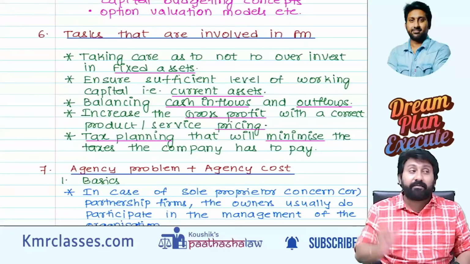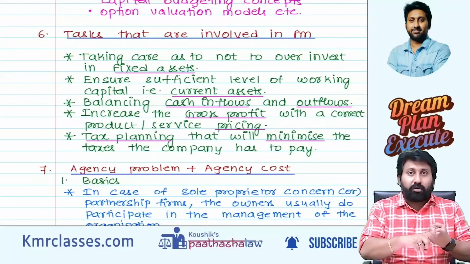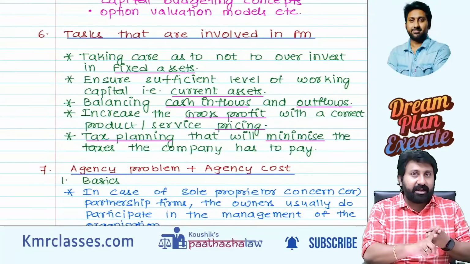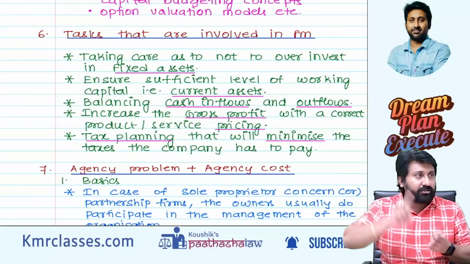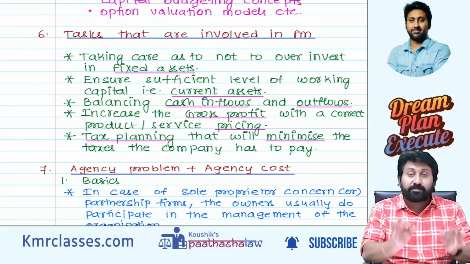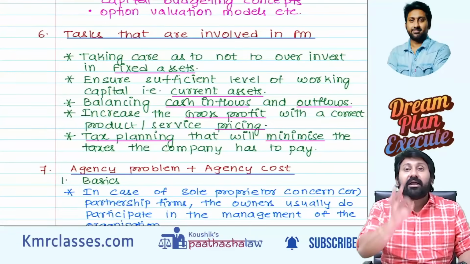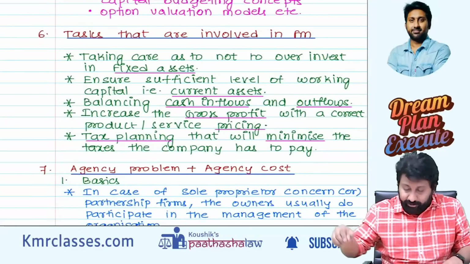What do you have to write in the exam if they ask about tasks involved in FM? Not to over invest in fixed assets, sufficient investment in current assets. After that, analysis ensuring the proper inflows and outflows, and having a proper gross profit with a proper pricing of the product, and finally tax planning to reduce the tax burden.